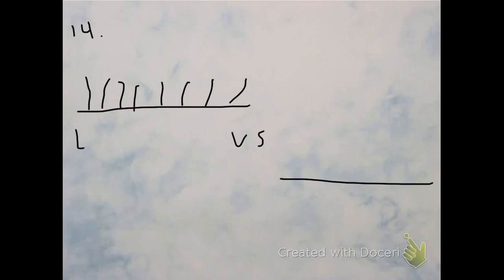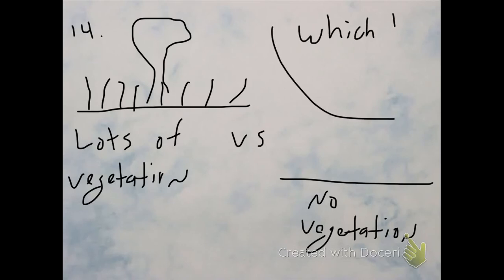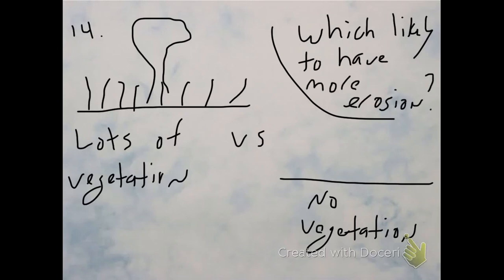So this may be it as far as my questions for this Chapter 5 review. Here we have a soil that's loaded with lots of vegetation. It's loaded with grass and a tree or two. And over here we have a barren soil with no vegetation. So which soil, the one loaded with vegetation or not, is likely to be more susceptible to erosion? And of course the one that doesn't have any vegetation, because the vegetation actually anchors the soil and keeps the soil from eroding away. So that does conclude the end of the Chapter 5 review.